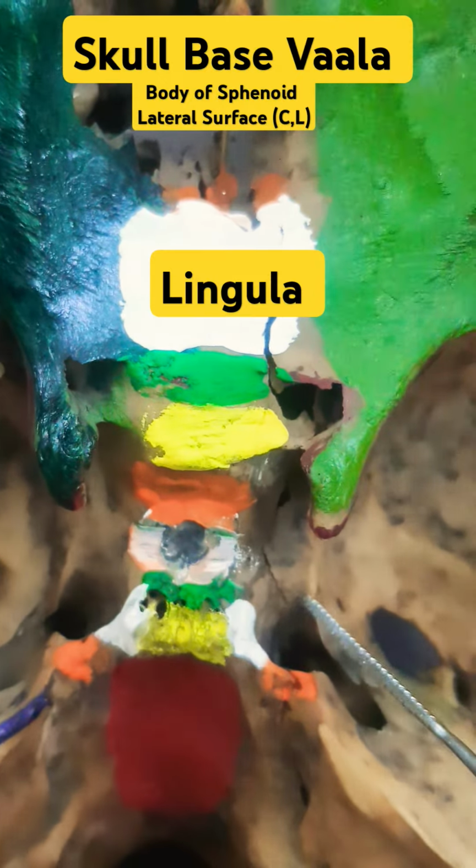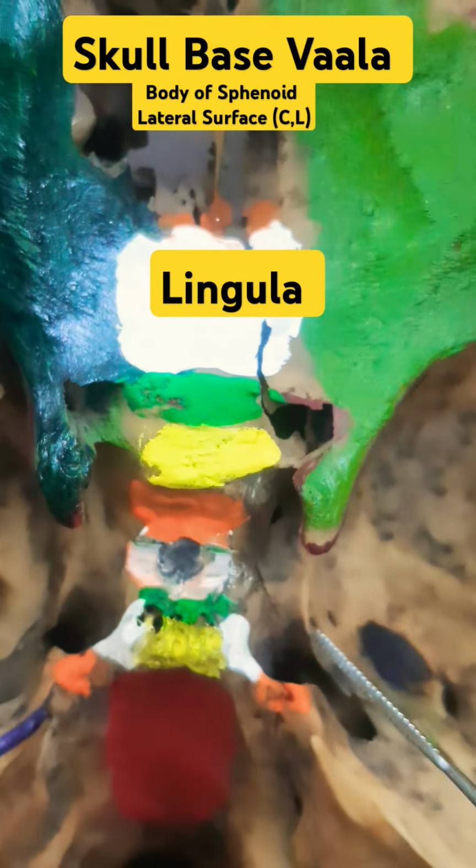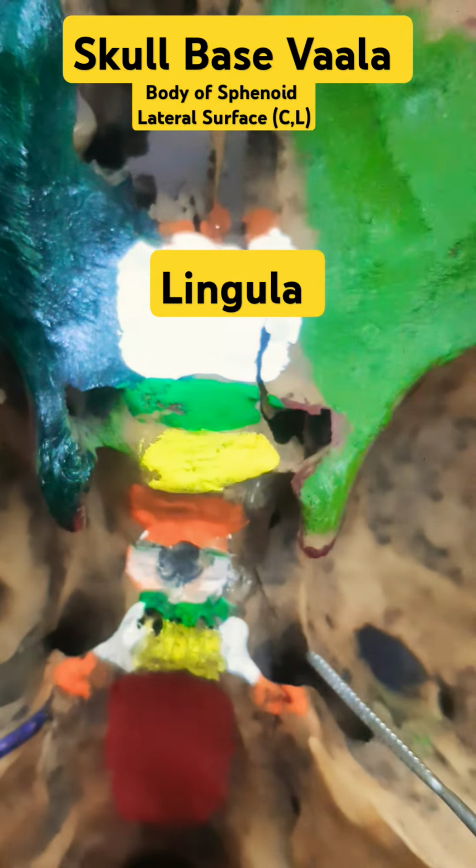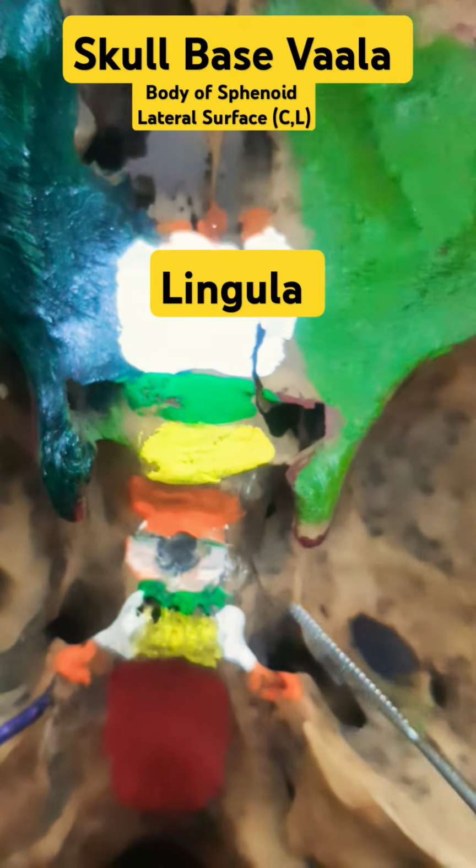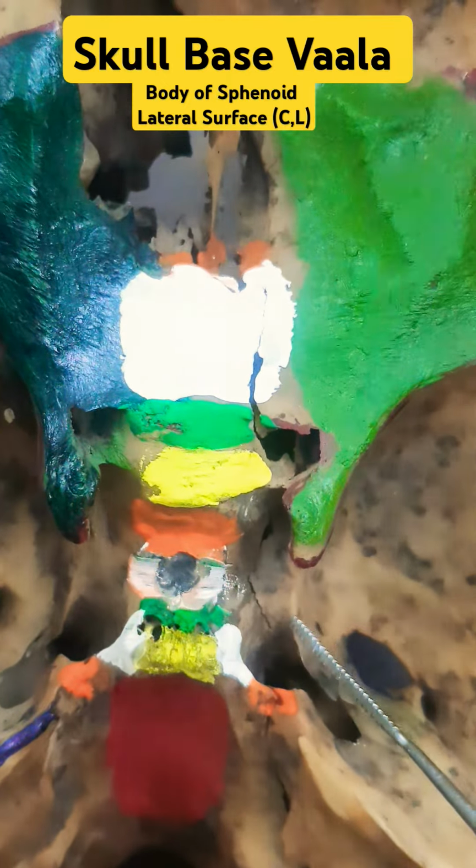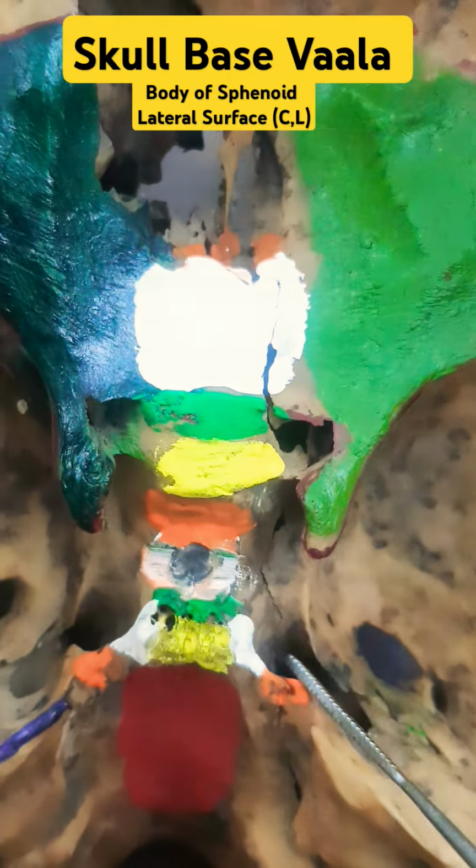Initially this is the C, which is the carotid sulcus for cavernous sinus, and next one is the lingula. The lingula is a plate of bone which forms the lateral limit of the carotid sulcus posteriorly. This is the carotid sulcus and this is the posterior part. It hides the posterior opening of the pterygoid canal.